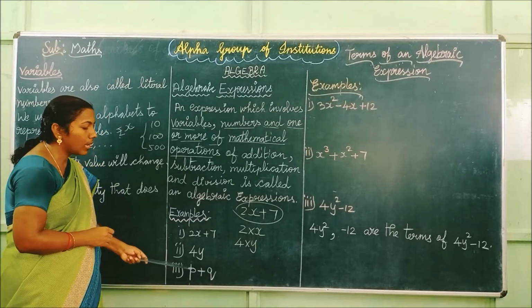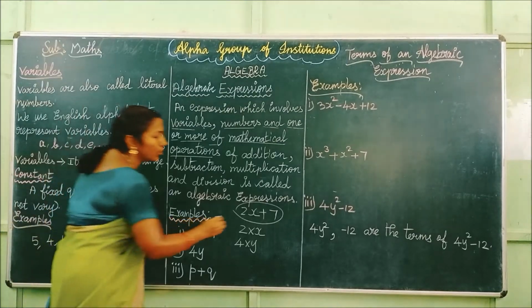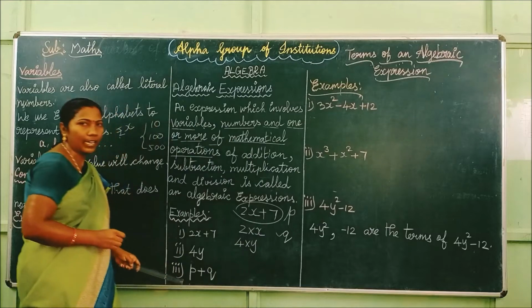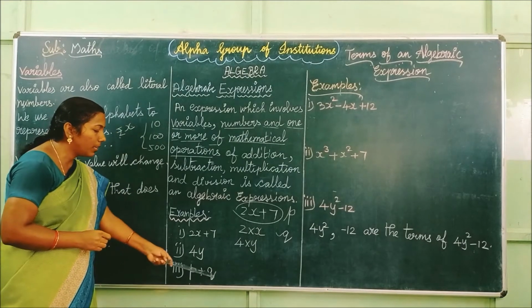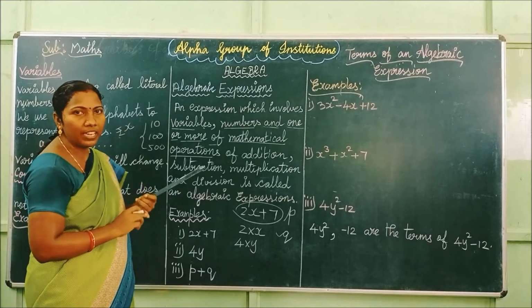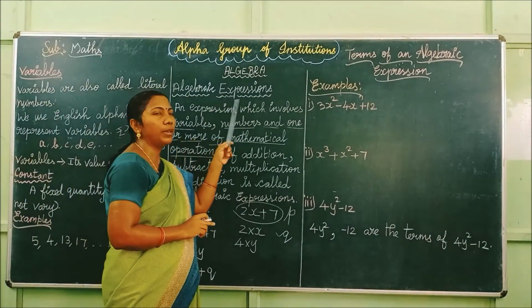Next see the third example, p plus q. Here the variables are p and q. You should use small p and small q for writing the expression. And the operation between p and q is addition. I hope you understand what is meant by variable and constant and algebraic expression.